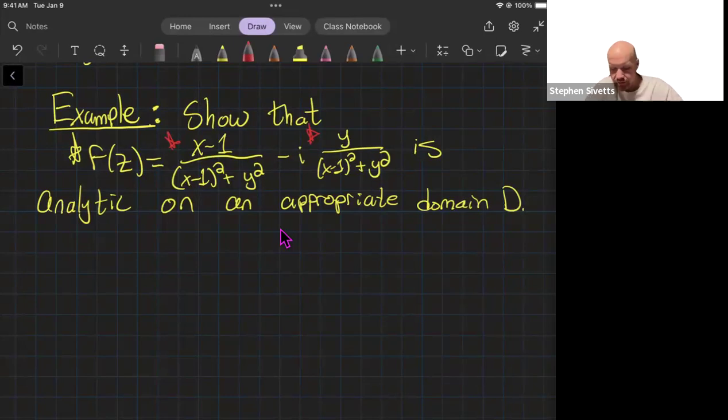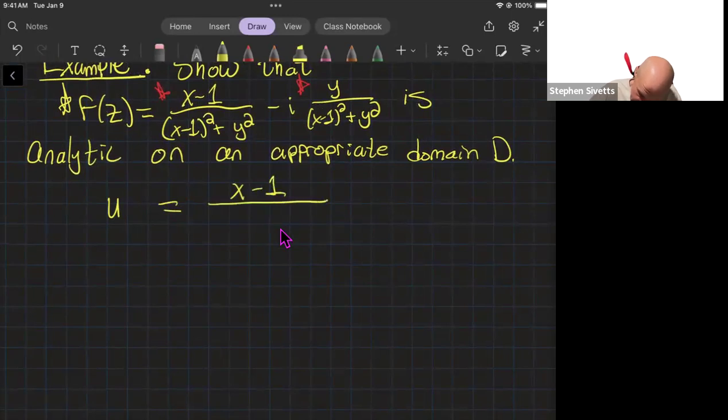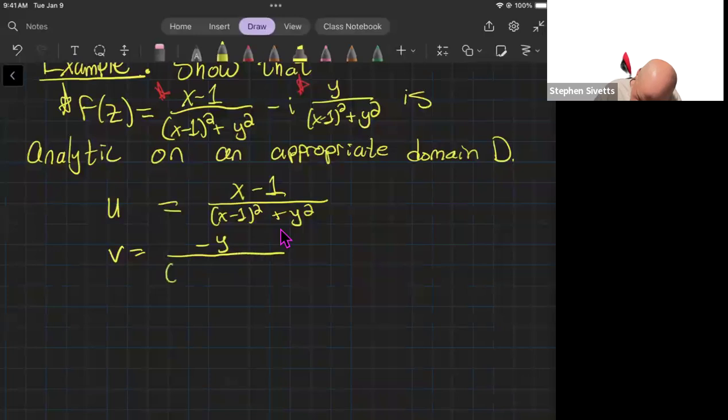All right, so I'll give you a few minutes to work on this example. Pause the video and try to think about this for a bit. Okay, so I assume you worked on this example. Let's see if f satisfies the Cauchy-Riemann equations. So u of x y is equal to the real component, x minus 1 divided by x minus 1 squared plus y squared, and v, the imaginary component, is equal to minus y over x minus 1 squared plus y squared.